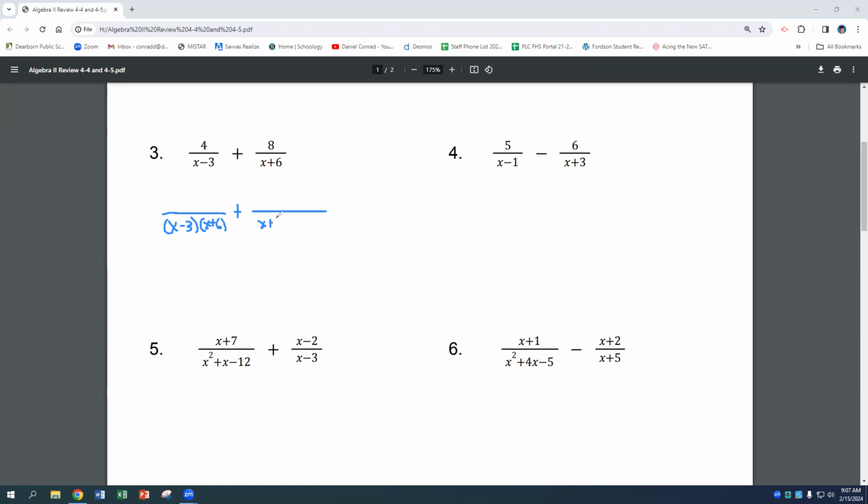I'm sorry, x minus 3 and x plus 6. All right, what are we missing from the first denominator? The thing we're missing is the x plus 6, right? We have the x minus 3, but we're missing the x plus 6. If I multiply the bottom by x plus 6, I need to multiply the top as well. Okay, and then I distribute. That's going to be 4x plus 24.